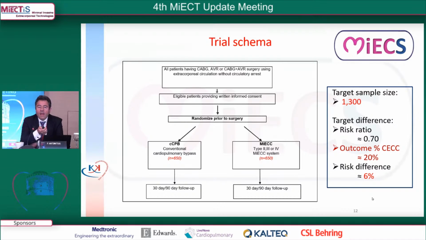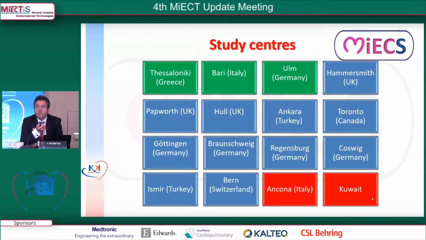Mainly, we have to recruit 1,300 patients, anticipating also the attrition rate, in order to detect a difference of about 30%. So the primary outcome in the conventional arm will be 20%, and we need to find a risk difference approaching 6%. And regarding the study centers, Thessaloniki, Bari, and Ulm in green are recruiting.